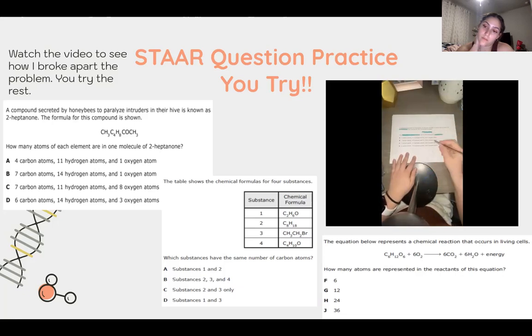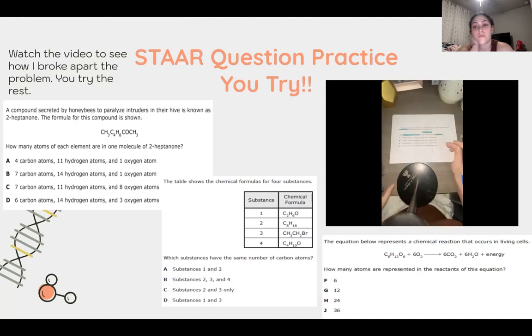Now, we're going to have to find how many carbon atoms, hydrogen atoms, and oxygen atoms there are. So let's go find carbon. 1 times 1 is 1, so we have 1 plus the other carbon, which has 4, plus another carbon, which has 1, plus another carbon, which has 1 as well.